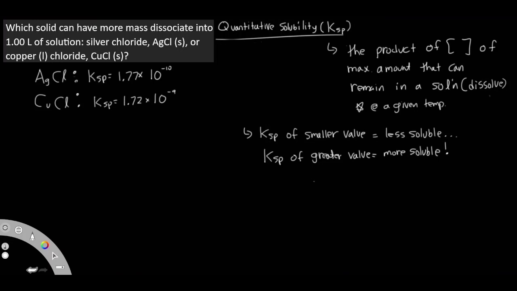So, which one is a greater value? This value or this value? Obviously, this one here is going to be of greater value. So this here is the correct answer because obviously we can fit a lot more of this CuCl. It's a greater value. It can obviously dissolve more per liter.